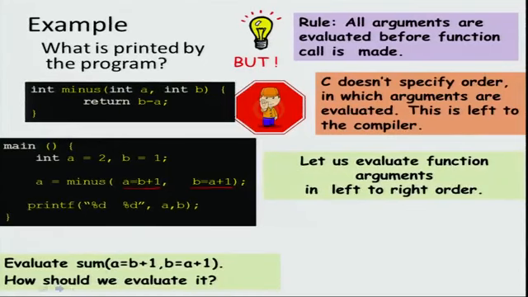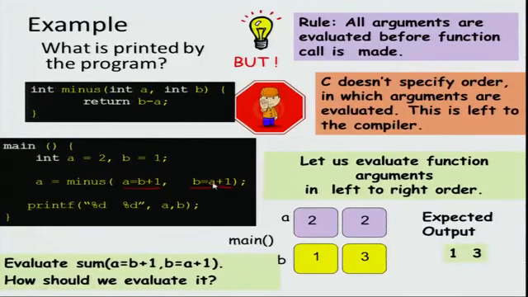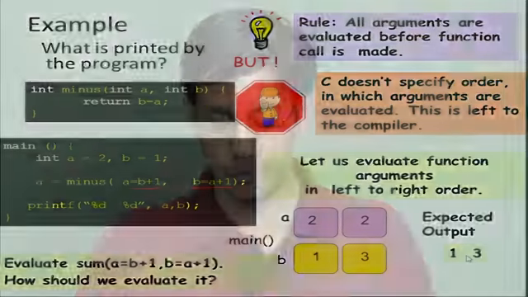So, let us evaluate it first in left to right order. So, this expression first and then b equal to a plus 1. So, what will happen then? a equal to b plus 1, b is 1. So, a will get the value 2, b equal to a plus 1 will be executed after that, a is now 2. Okay. So, b will get the value 3. Now, you execute minus. So, you will return 3 minus 2, which is 1, and b has value 3. So, this is the expected output.